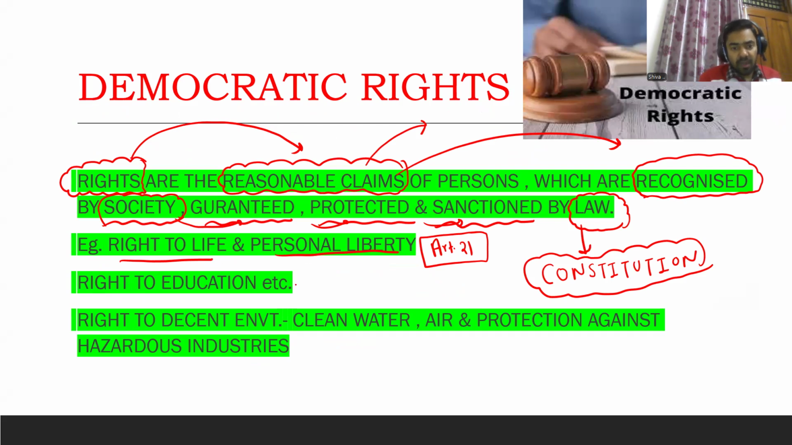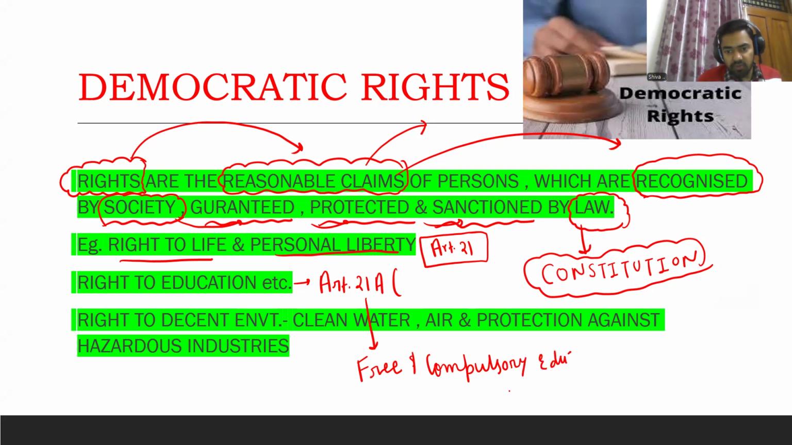Then right to education. Right to education has been added by the 86th Constitutional Amendment Act 2002, which added a new fundamental right, that is Article 21A, which talks about free and compulsory education. Very, very important. Free and compulsory education for the age group of children 6 to 14 years.